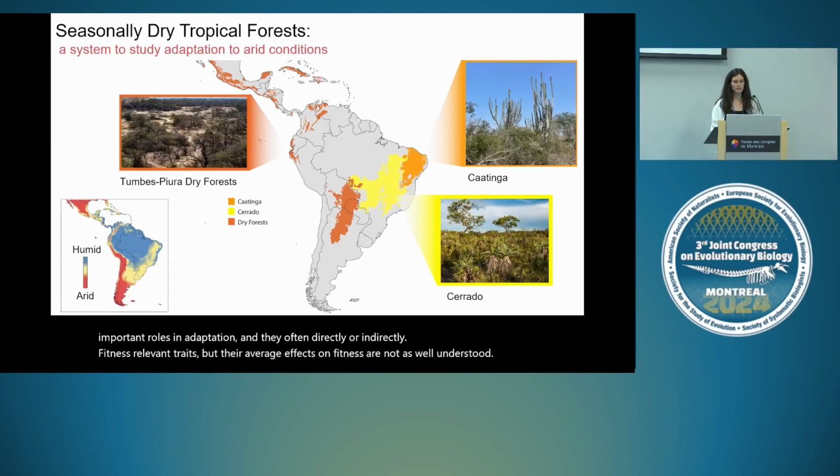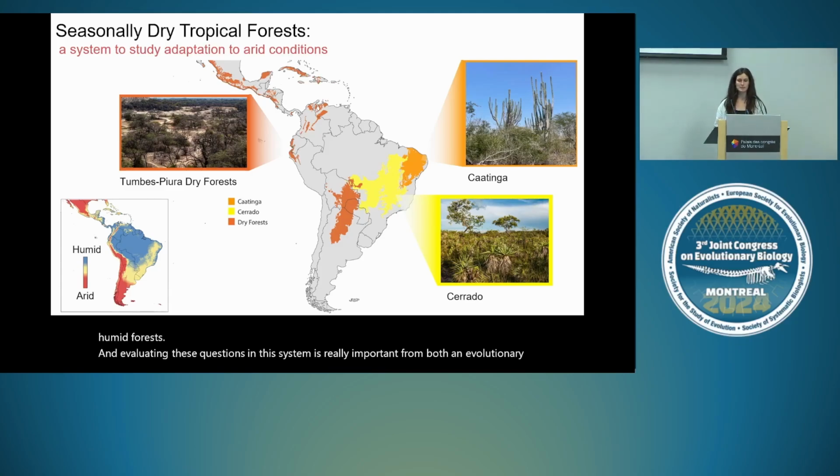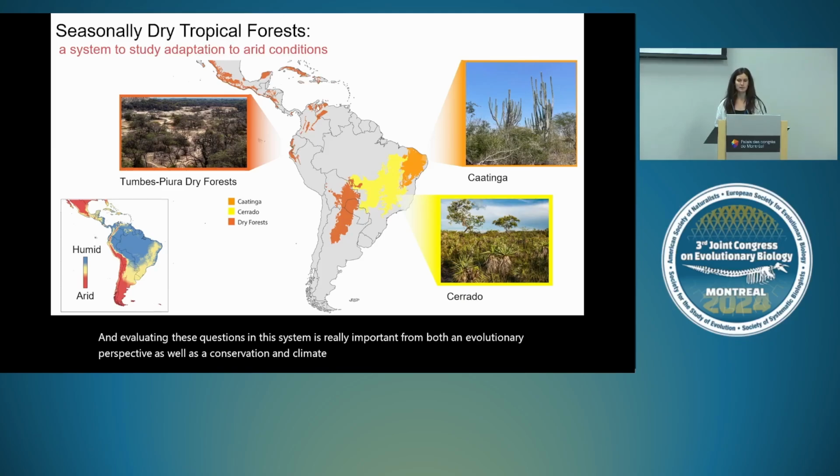So I focus on the open vegetation biomes and seasonally dry tropical forests of South America, the largest patch being this dry diagonal region in Brazil that has these dry shrublands of the Caatinga and savannas of the Cerrado. And these are one of the most understudied but threatened habitats on Earth. They're all seasonally stressed by drought, have high levels of endemism, but have received much less research attention than tropical humid forests. And evaluating these questions in this system is really important from both an evolutionary perspective as well as a conservation and climate change perspective, as it can help enable an understanding into the genetic basis of adaptation to arid environments.